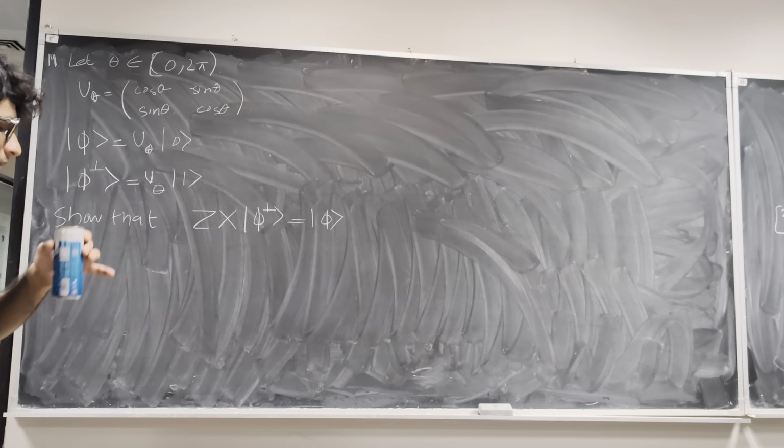Use this. The first one just becomes cos, and then its second entry sine. Good. So this is cos theta, sin theta. Good. This one: minus sine and cos. Minus sin and cosine. Okay.